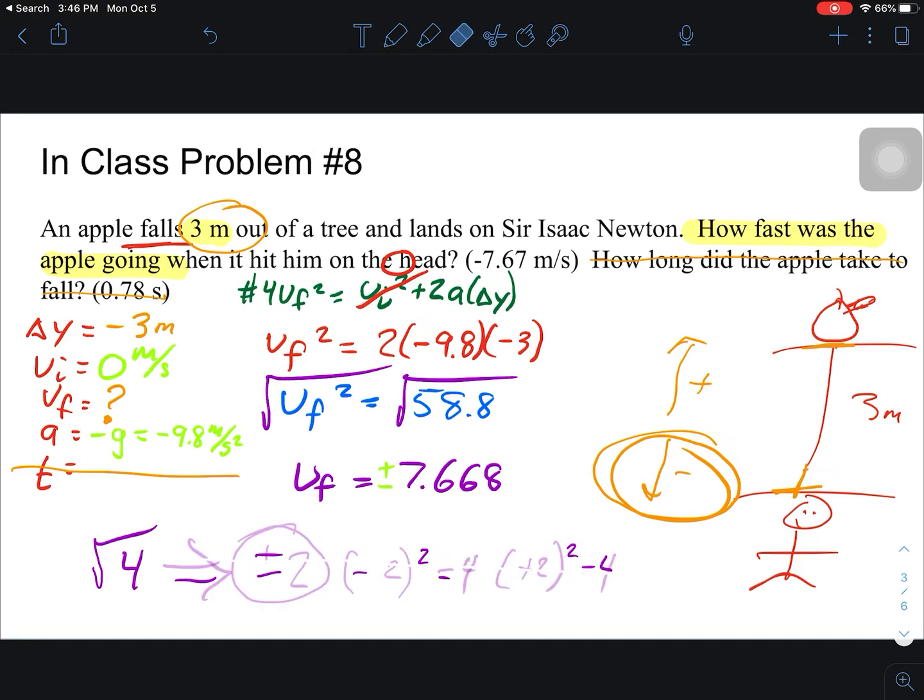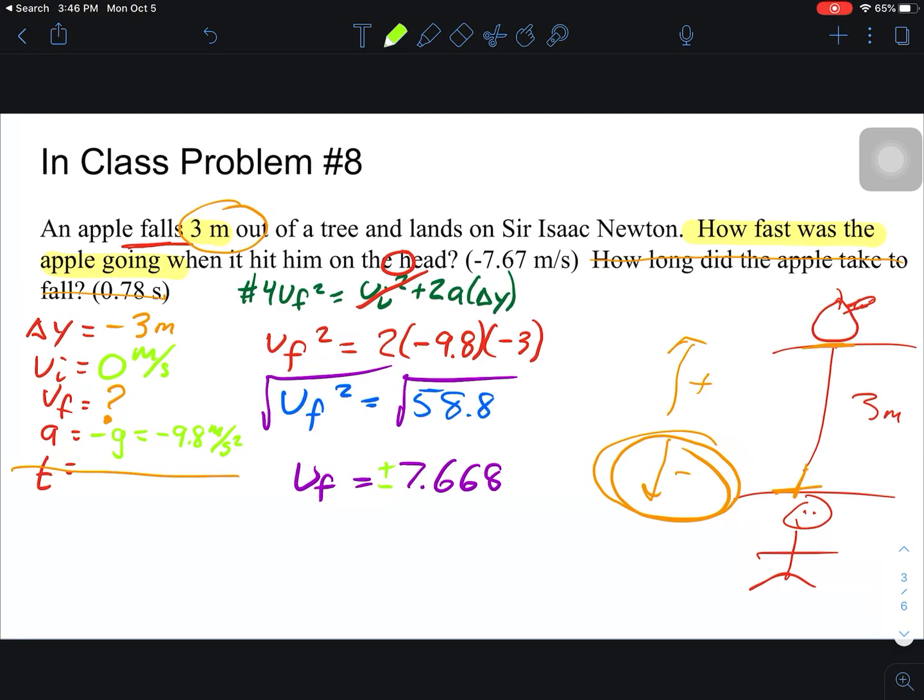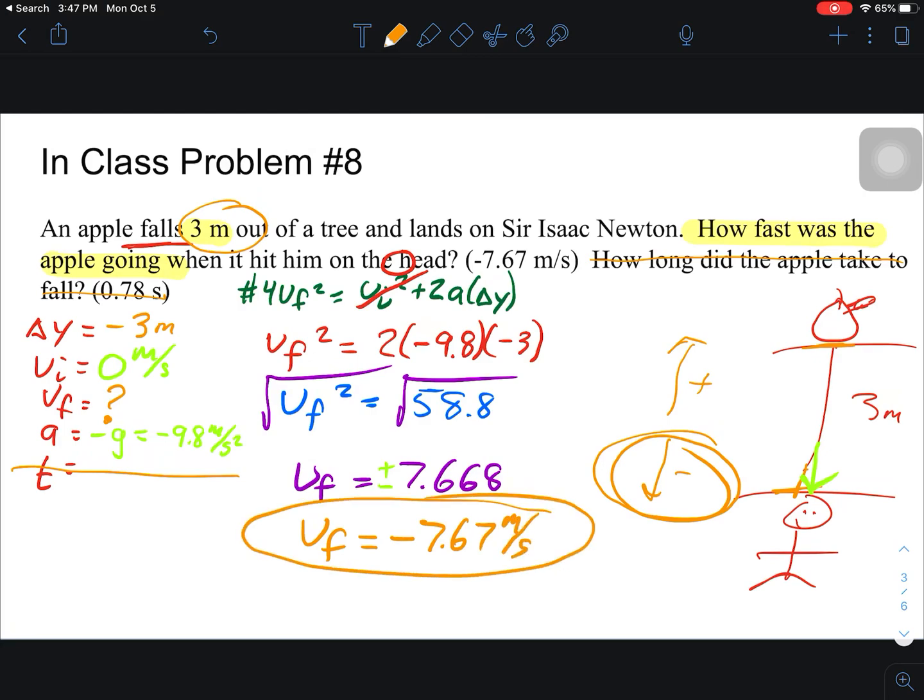Now anytime we have an answer that is plus or minus, we have to make some choices. Now we have to say, is this object going down? Is my object going down or is it going up? Is my object moving in the negative direction or in the positive direction as it hits Newton in the head? And I hope you recognize that's going to be the negative. So based on that, we make the choice that my final velocity is negative 7.67 meters per second. And that's my final answer for part A.